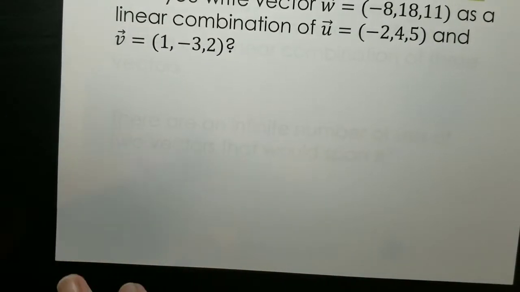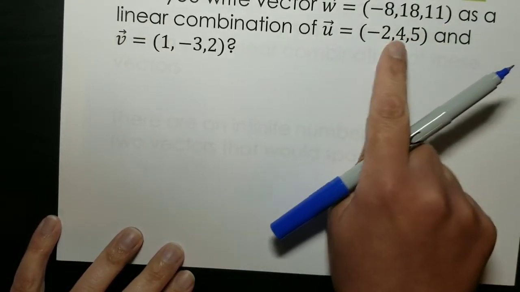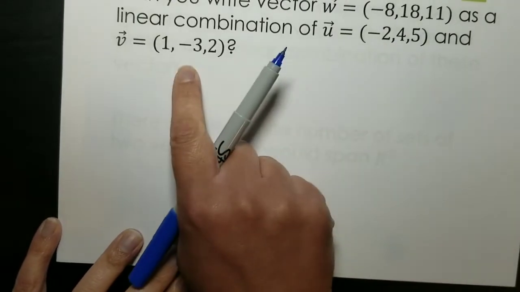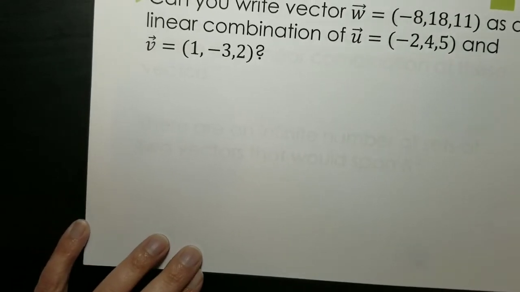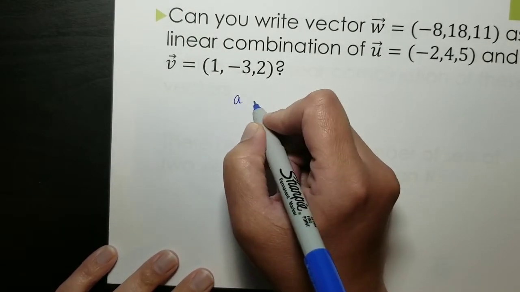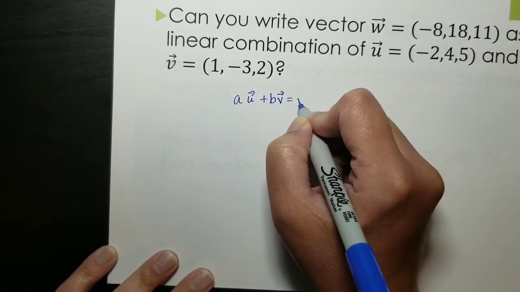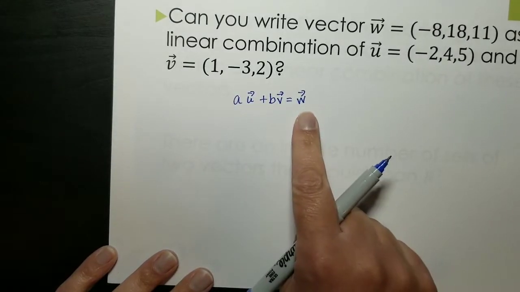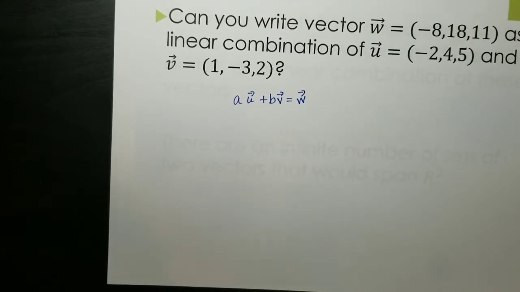But for now, what we want to do is see, can we write vector w here as a linear combination of vector u and vector v? So what that means is, can I have a scalar multiple of u plus a scalar multiple of v and somehow get to vector w? The best way to do that is just to try. So I'm going to have 2 scalar multiples, I'm going to call them a and b. And we will either be able to do it and find values for a and b, or we won't and we'll find something that doesn't work.